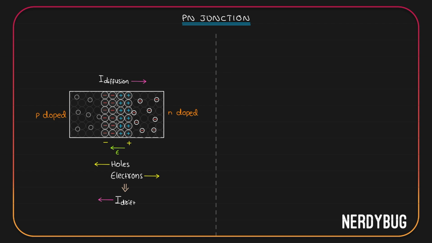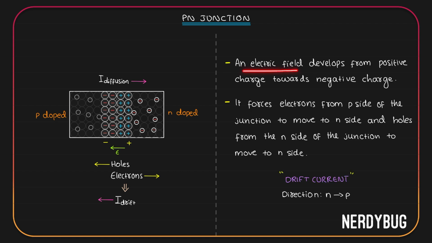Let us write this down. An electric field develops from the positive charge towards the negative charge. It forces the electrons from the P side of the junction to move back to the N side and the holes from the N side of the junction to move back to the P side. We call this the drift current and its direction is from N to P. Diffusion current is towards the right, drift current is towards the left. So they are opposing each other.